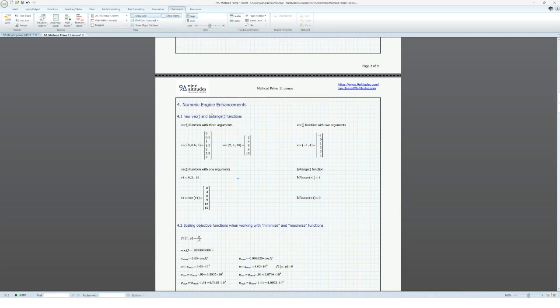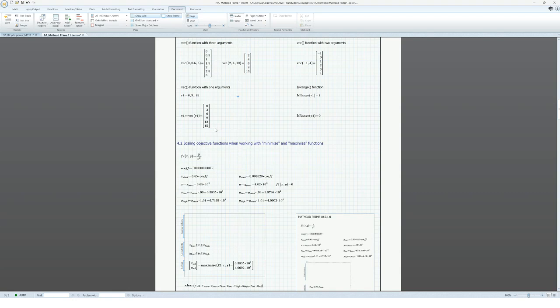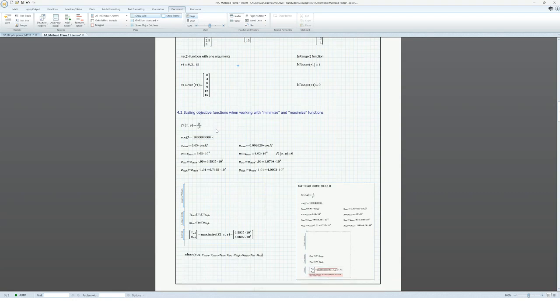We stay with it within the numeric engine. The second improvement in Mathcad Prime 11 is the fact that when we are dealing with solve blocks, more specifically with the optimization functions, the correct name is objective functions. In other words, functions that are maximized or minimized, in this case, we can scale these functions. What do I mean with that? I scale the values in this function, for example, with a combo box like here, and then the solve block will deal with it immediately.